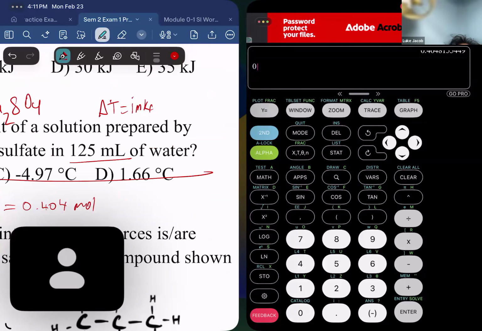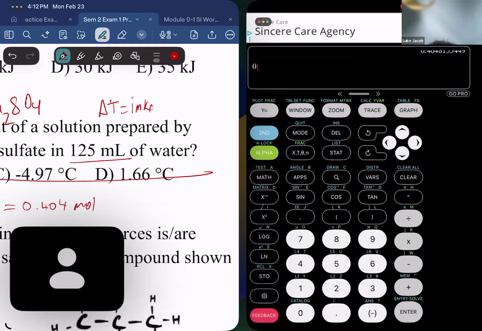So KF, oh shoot. KF is like 0 point something. Can anyone tell me what KF is? I think it's 0.518, right? Is that right? Does anyone know what KF is? It's not a trick question. Just look at the reference table. All right, I'm going to look up the... Wait a minute. There's a partial closure?